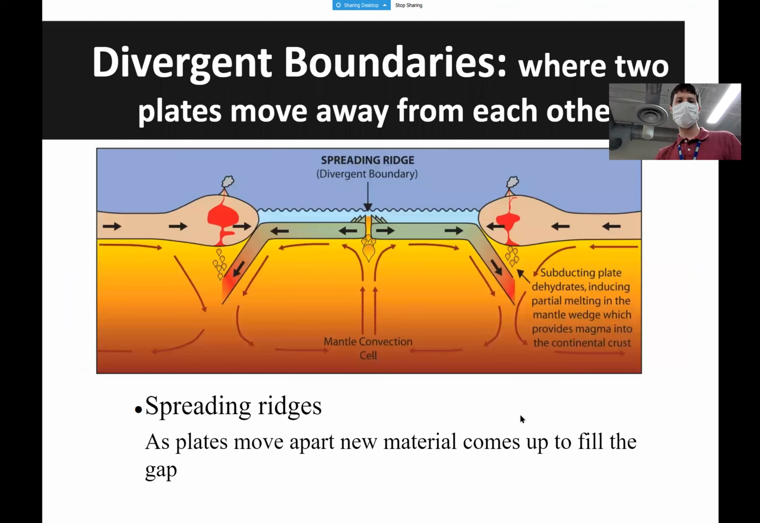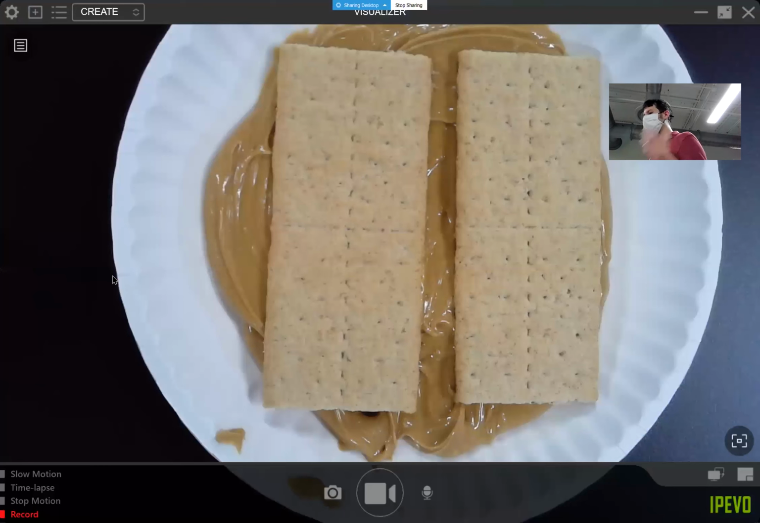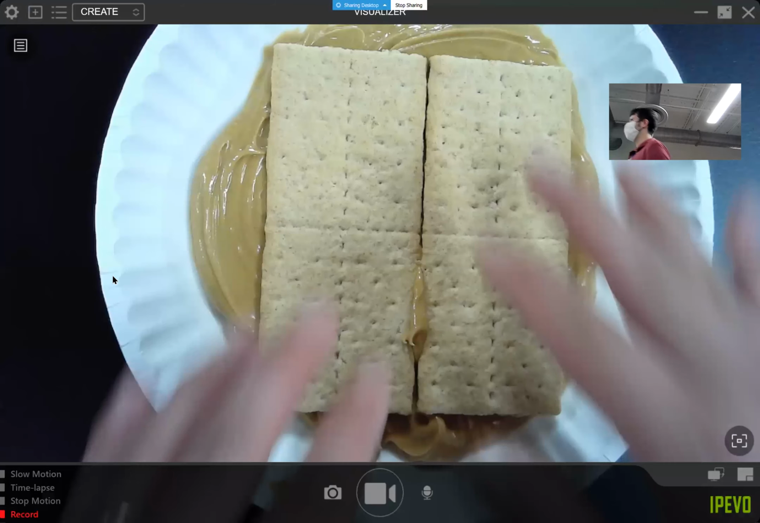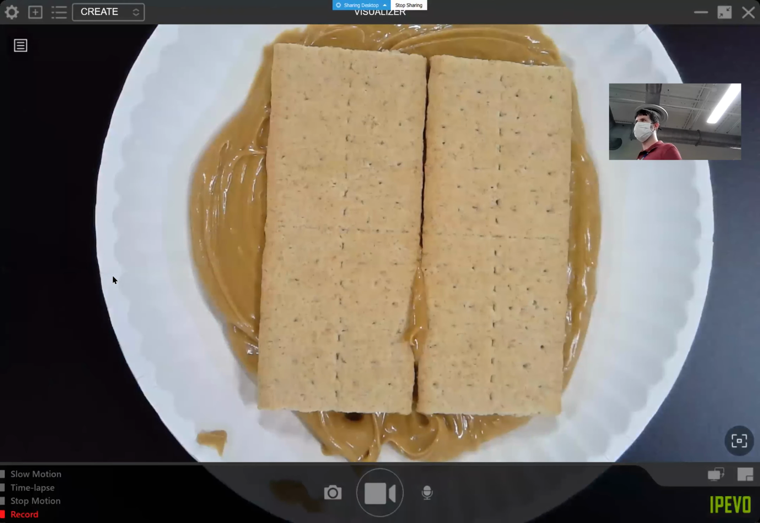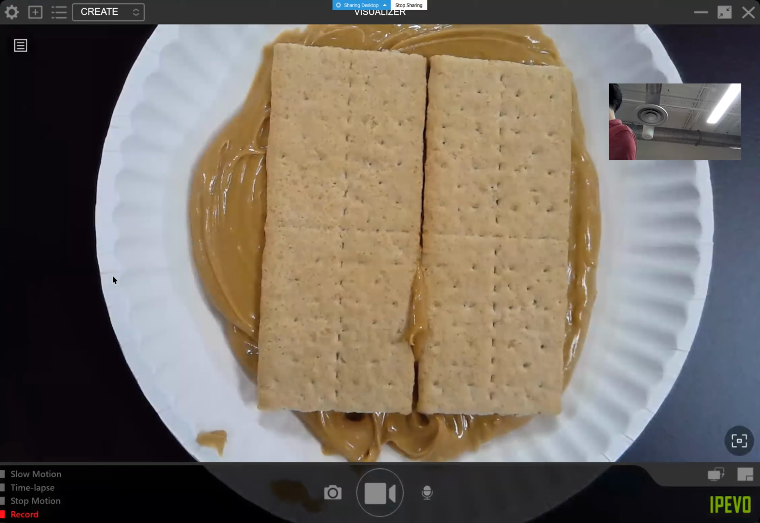So the first type of plate boundary we're going to talk about is a divergent plate boundary. This is where two plates are moving away from each other. I'm going to show you guys a demonstration here. So what I have here is a plate full of peanut butter with a couple crackers on top. So my peanut butter is going to be my mantle. And if my peanut butter is my mantle, what does that make the crackers? Yeah, plates. So these are tectonic plates or pieces of the Earth's crust.